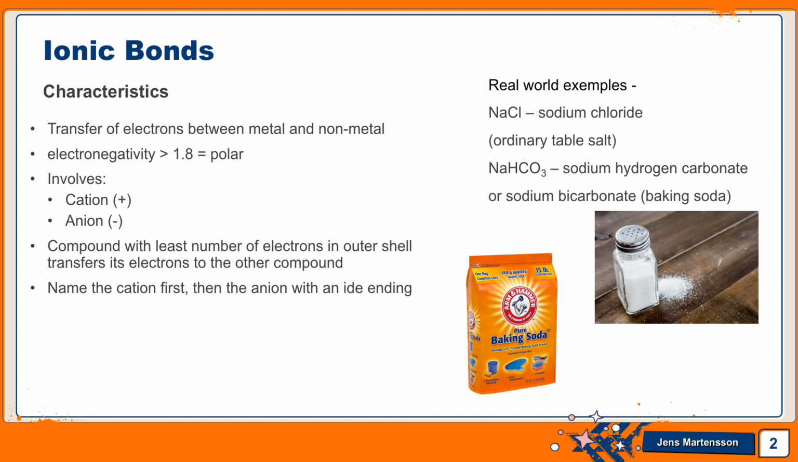So when you're naming ionic bonds, you want to name the cation first and then the anion with an IDE ending at the end. The compound with the least number of electrons in its outer shell transfers its electrons to the other compound, and we will see that in a few examples on the next slide. So some real-world examples are table salt and baking soda. Those are both examples of ionic bonds.